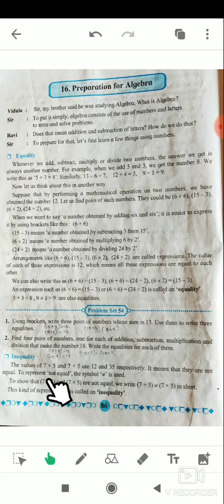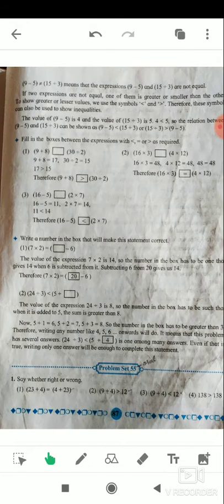Inequality is denoted by the symbol for not equal to, which is also called inequality. That is, 7 plus 5 is not equal to 7 multiplied by 5. Okay, so see the page numbers. This is very easy and I hope you will solve it.